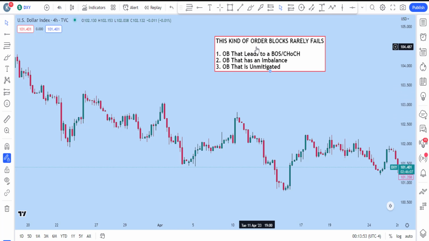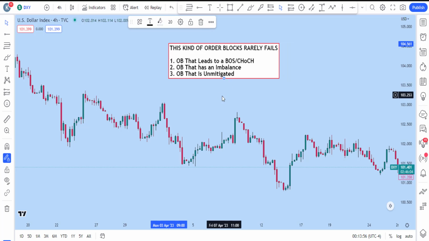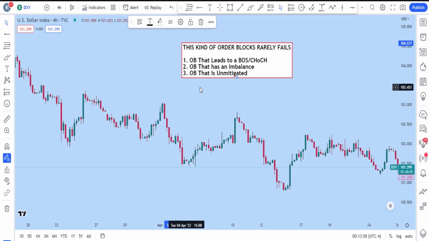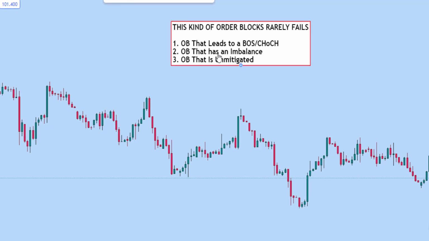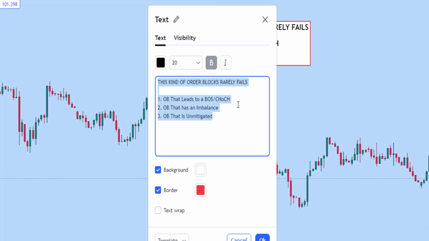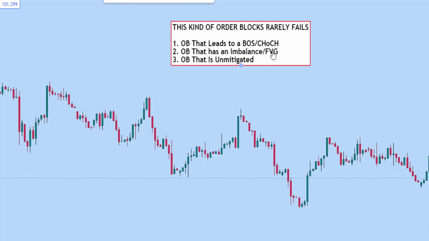So there are characteristics of a good and a perfect order block. The first one we're going to look for is that an order block must lead to a breakup structure or a change of character. This is very important. Please take note that a good order block should have led to a breakup structure or a change of character. And then secondly, an order block must contain an imbalance or a fair value gap, FVG. Let me adjust this. You must put a fair value gap to make it more reasonable. So an order block must contain an imbalance or a fair value gap.